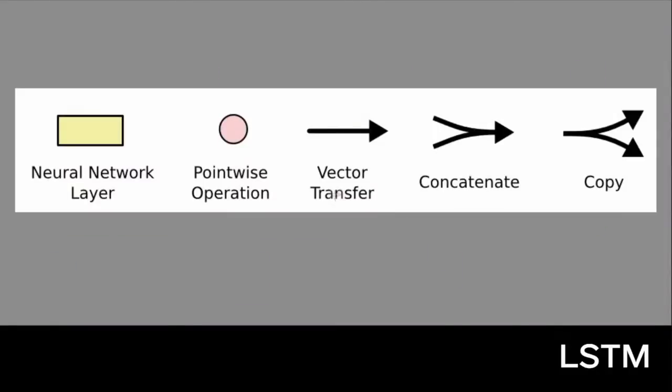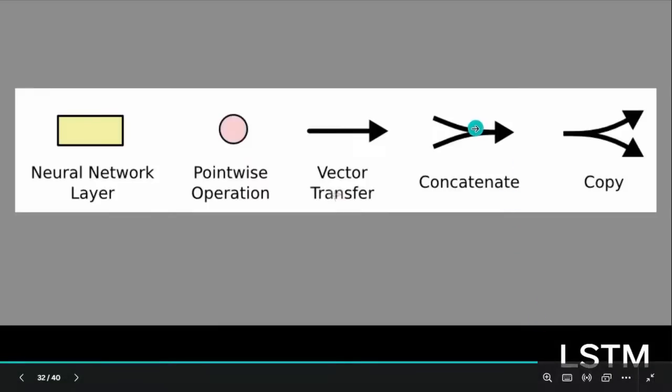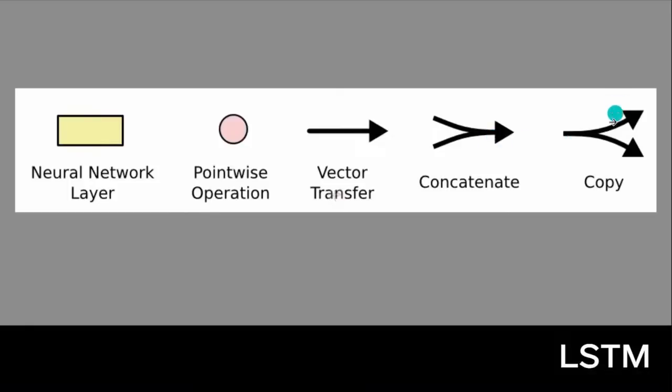Before continuing inside, you can see we have a lot of layers and operations happening. A box is a neural network layer, and a pink circle is a pointwise operation. It could be pointwise addition or pointwise multiplication, a matrix kind of multiplication. A single arrow is a vector transfer. Two arrows combining is called concatenating, where you are joining both. And if the line forks, you are making a copy to this part as well as this part. This is what the LSTM notations define.